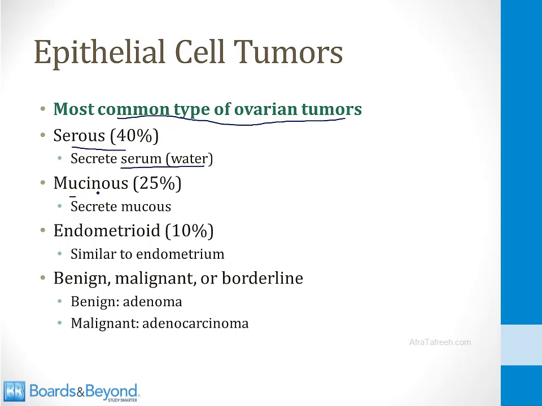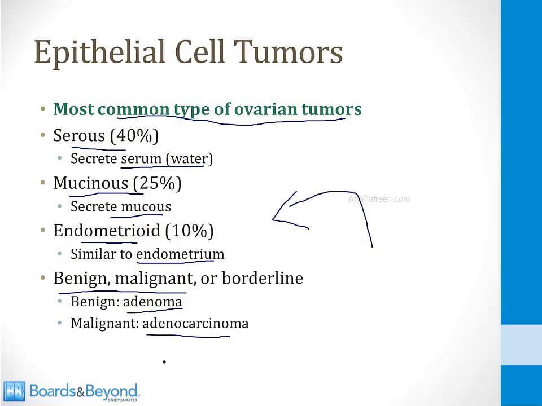Second most common type is called mucinous. These secrete mucus. That's how they get their name. Next type is called endometrioid, and it gets its name because the cells look similar to endometrial cells and structures. And all of these tumor types can be either benign, malignant, or borderline. So what I mean by this is a woman may be discovered to have a mass in her ovary, and on biopsy, if she's lucky, she'll find out it's a benign version of one of these tumors, and if she's unlucky, she'll find out it's a malignant version. And the benign versions are called adenoma, and the malignant versions are called adenocarcinoma.